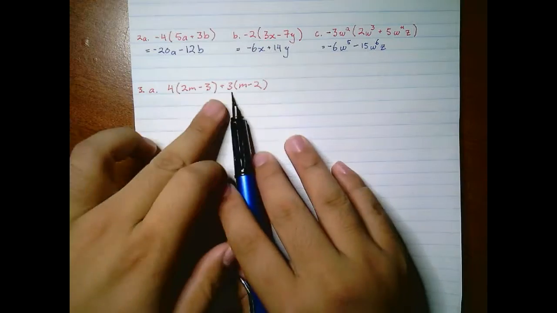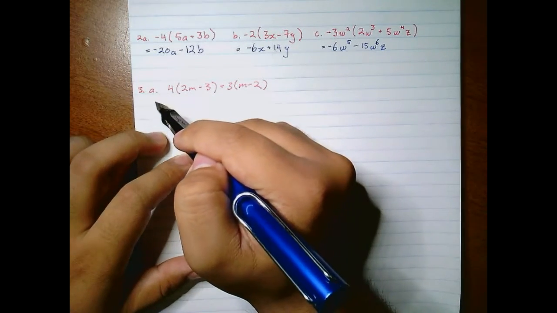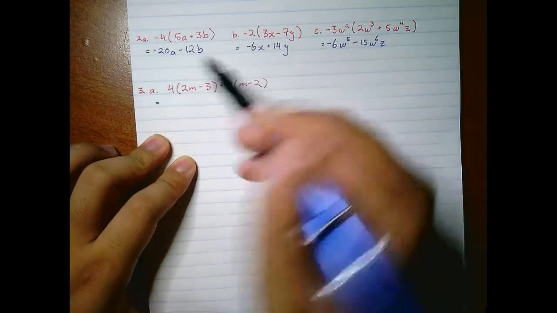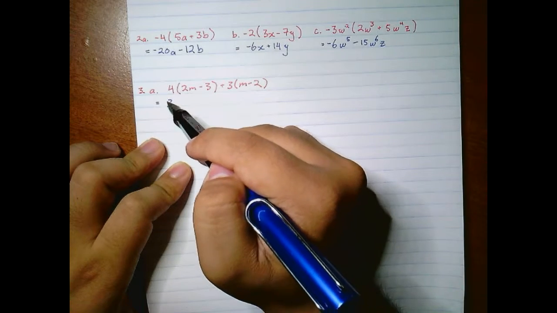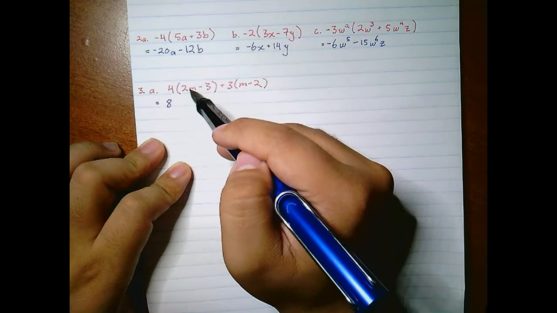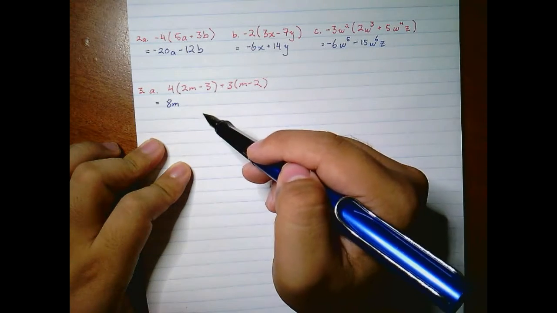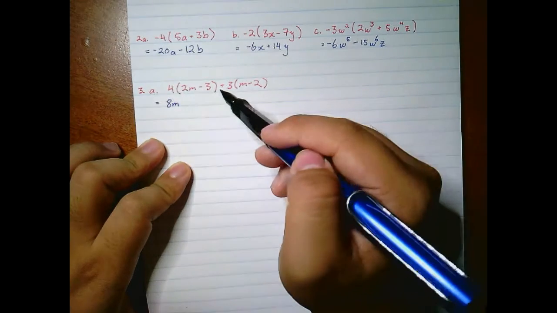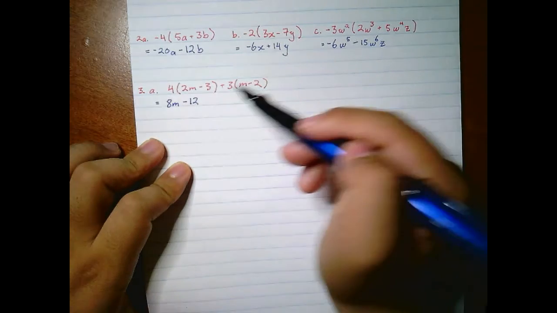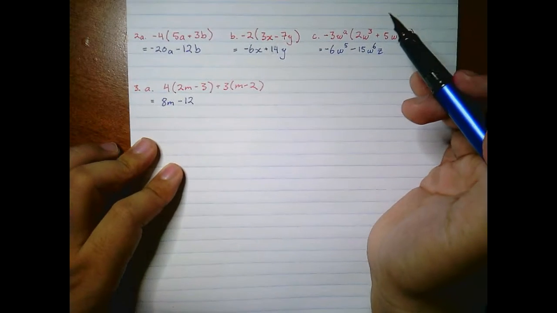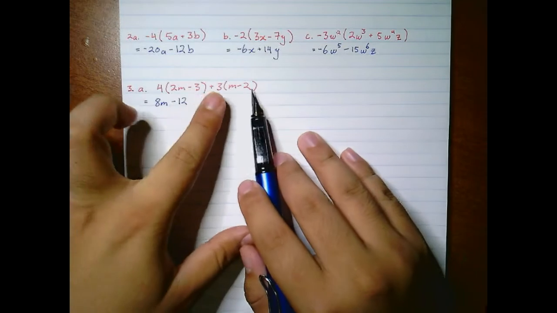We just have two separate groups now. Well, all we do is we focus on one at a time. So we'll focus on this. 4 times 2 is 8. Well, there's an m there, so it's going to be m. 4 times negative 3 is negative 12. We're finished with this group. And we're going to move on to this one.